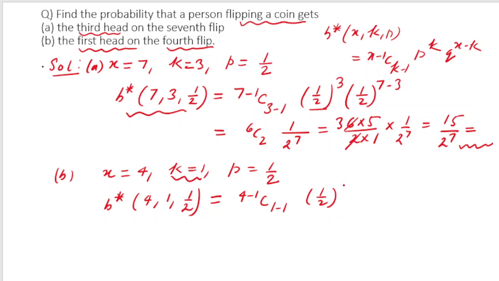So how many successes do we want? We want just one success, and q is also 1 by 2, and we want x minus k. So I write 4 minus 1. So if you solve this, you will get 3c0, and here 1 by 2 to the power 4, right? So 3c0 is basically equal to 1, and into 1 by 2 to the power 4. So what we get is 1 by 16. So this is how we calculate the probability in case of negative binomial distribution.